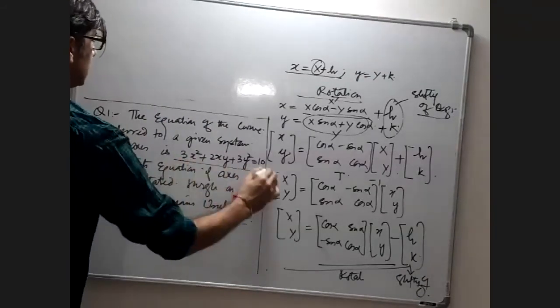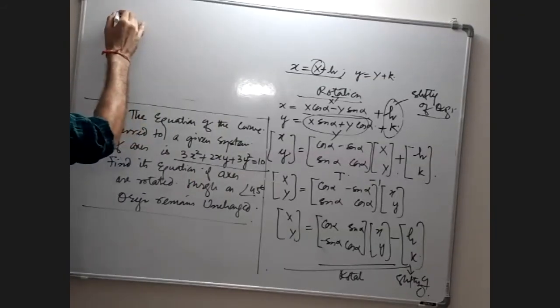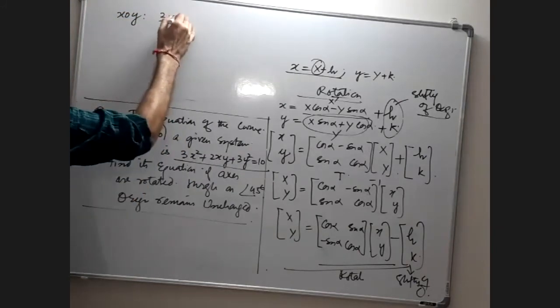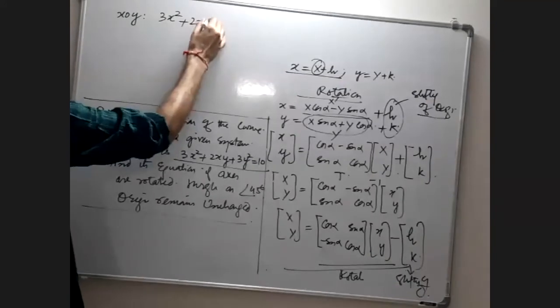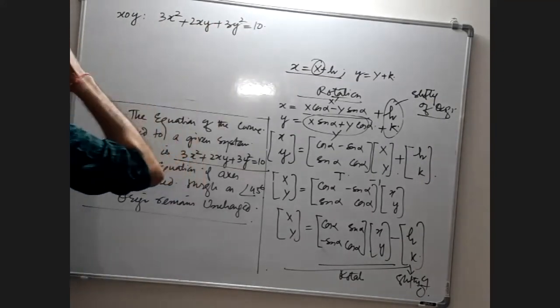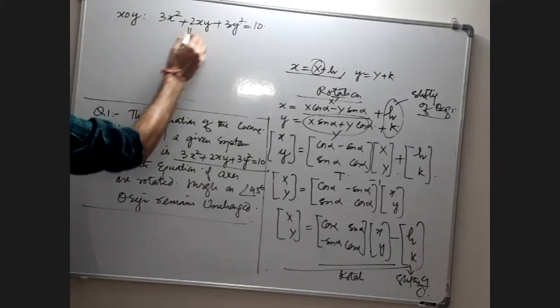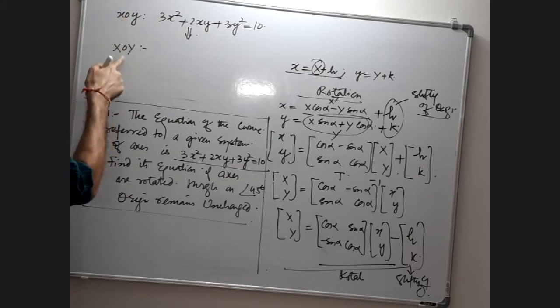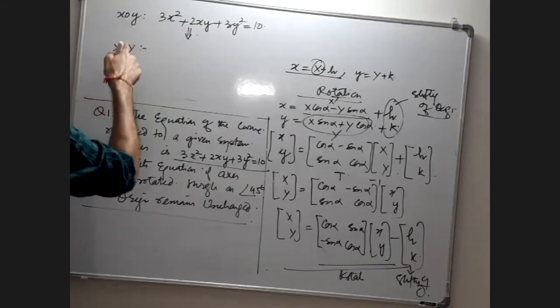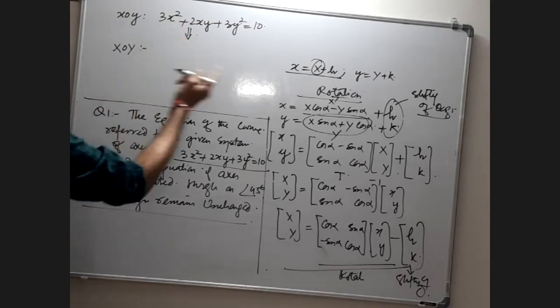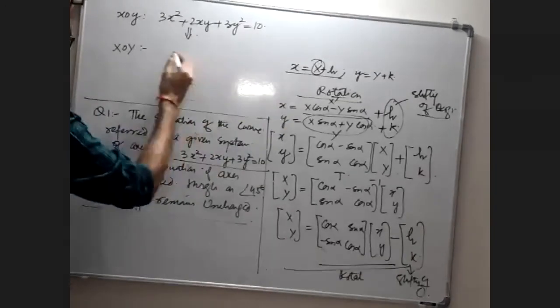This is the equation with respect to x and y: 3x squared plus 2xy plus 3y squared is equal to 10. Okay. Now यही equation transform होके आएगा इसमें x और y में, without shifting the origin, because the origin is the same, without any change. Now, how can we transform? This is the set of equations we have.